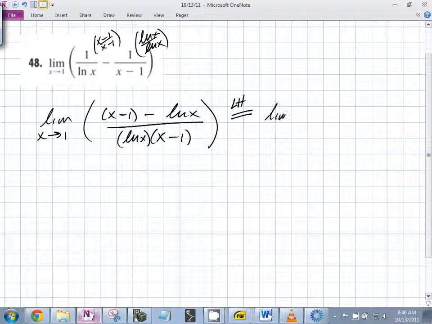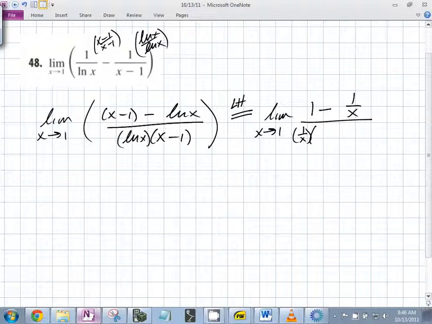1 minus 1 over x, all over... What do you have to use on the bottom? Quotient rule. No, not quotient rule. Product rule. The derivative of the first times the second plus the first times the derivative of the second. Now what do you check?